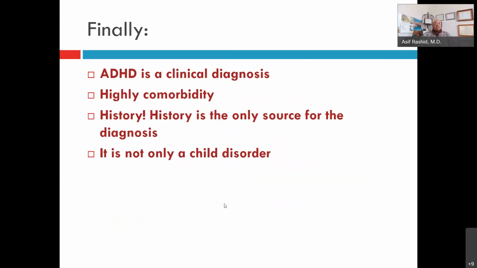Hopefully, yeah, we are in the last minute. So ADHD is a clinical diagnosis, highly comorbid. You want to see a psychiatrist, child psychiatrist, to rule out other comorbidities and get to the bottom of the diagnosis and comorbidities. The history is the one and only source. No need to do the scans. And it is not only a child disorder, it continues in adults.